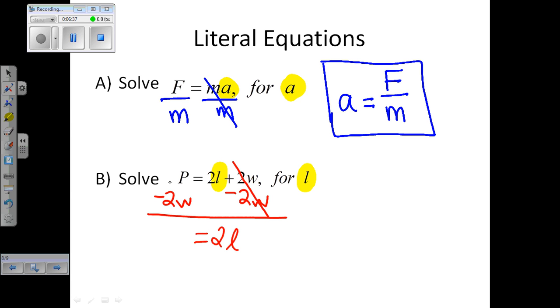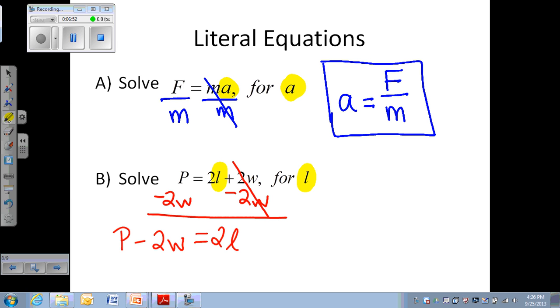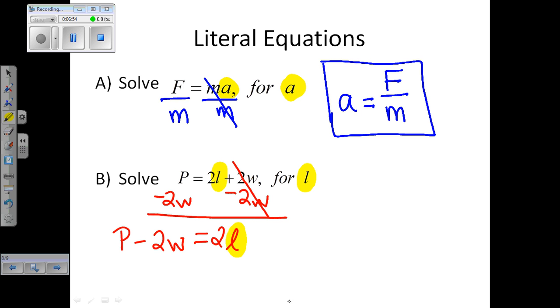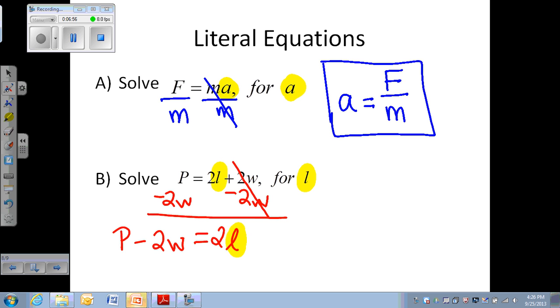On the other side, something funny happens here. P minus 2W, these are not like terms, so I can't actually subtract them. So I just write P minus 2W. Now I still haven't isolated my L. I still want to get this L by itself. So I still have one more step that I need to do. I have to get rid of this 2.